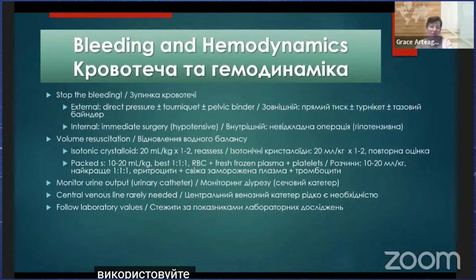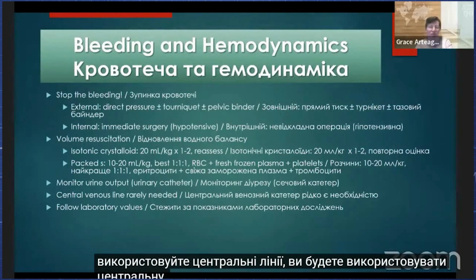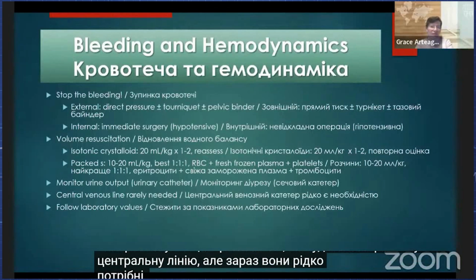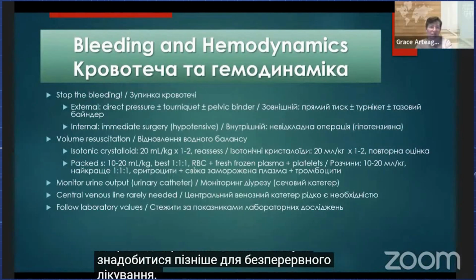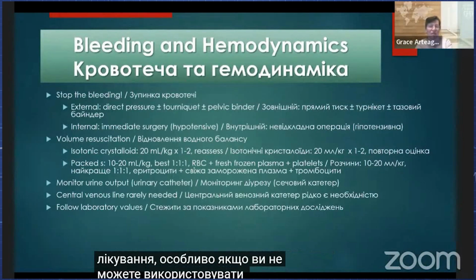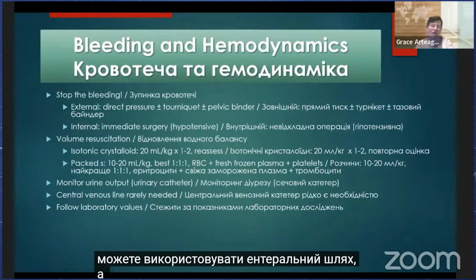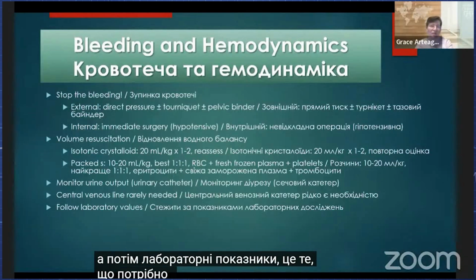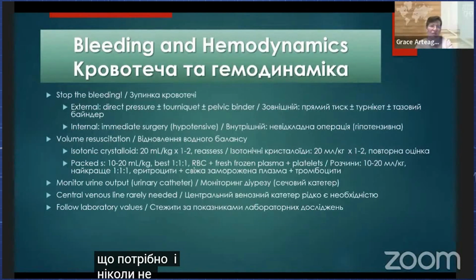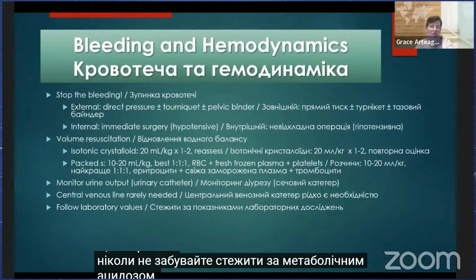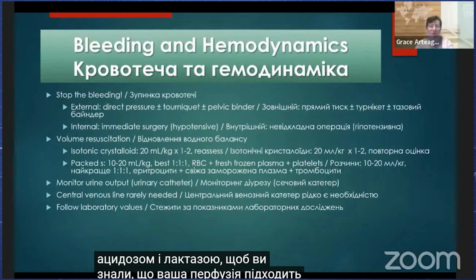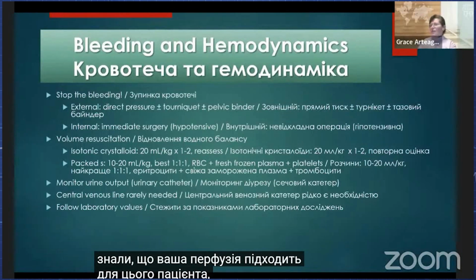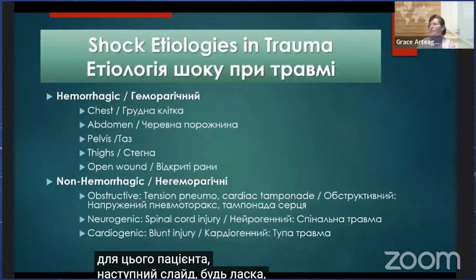If you're in a place where you can use central lines, you will use a central line, but now they're rarely needed for resuscitation. They might be needed later on for continuous management, particularly if you're not able to use the enteral route. And then laboratory values, that's something that needs to be addressed. And never forget to follow metabolic acidosis and lactate so that you're aware that perfusion is appropriate for that patient. The next slide, please.